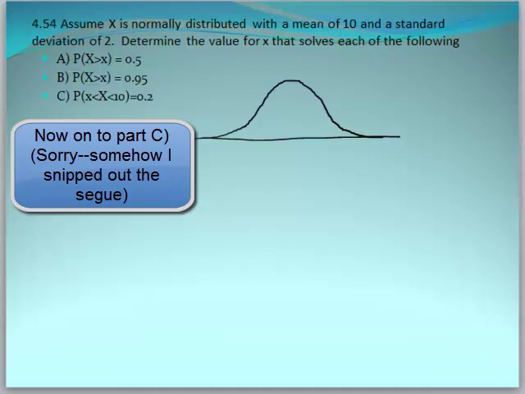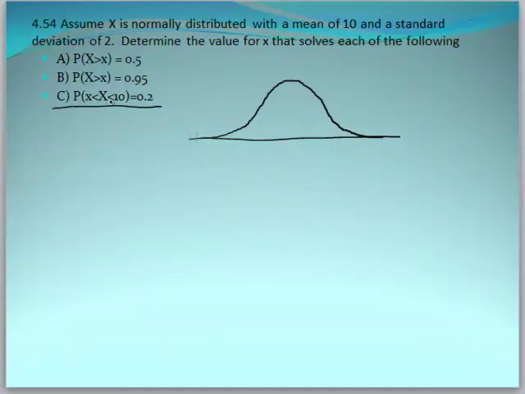We want to see C. For that one, we're supposed to find the value of x such that the random variable itself can range between x is 10 and some unknown x right here. But all of this should be 0.2. Well, you already know that everything to the left of 10 is going to be 0.5. So that automatically means that this has got to be 0.3, so that 0.3 plus 0.2 is 0.5.